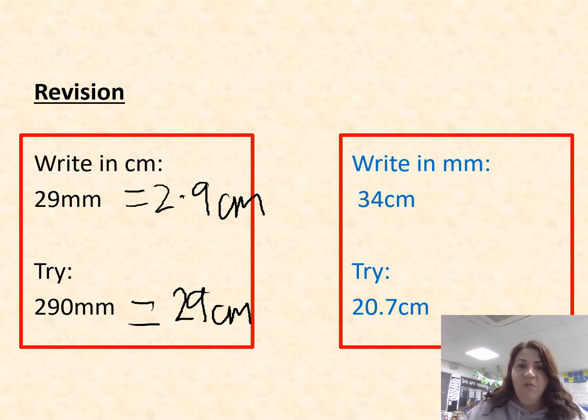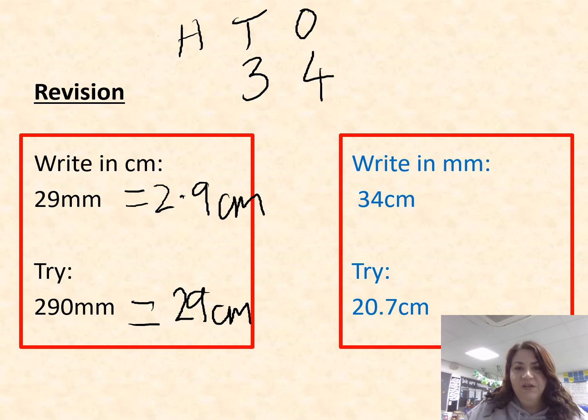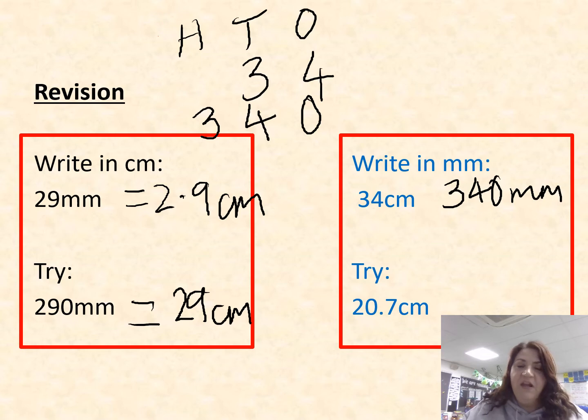So can you tell me what 34 multiplied by 10 is? Where will our digits end up? Our 3 is going to move to our hundreds, our 4 is going to move to our tens, and we're not quite done. What do we need? We need a placeholder. So that would be 340 millimeters.